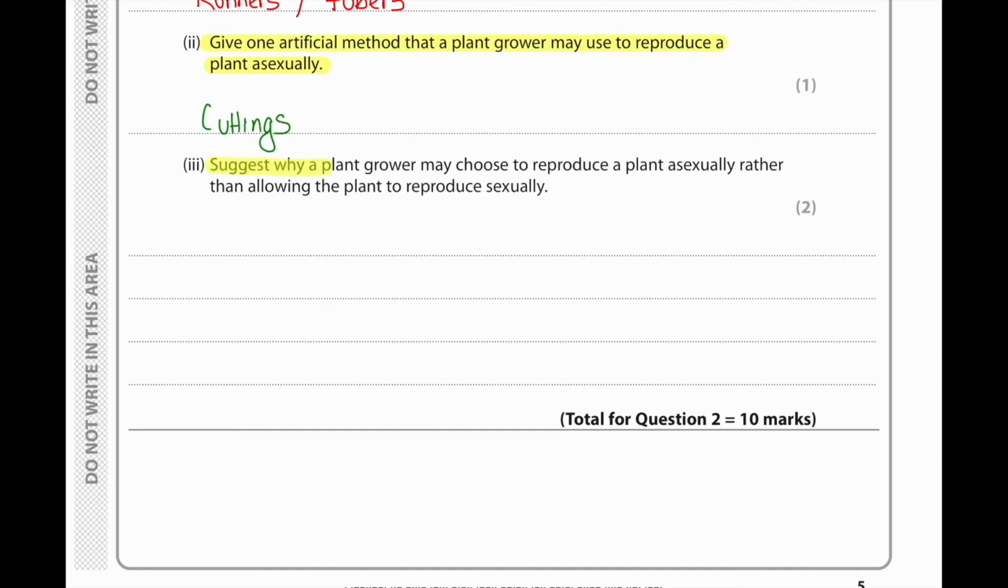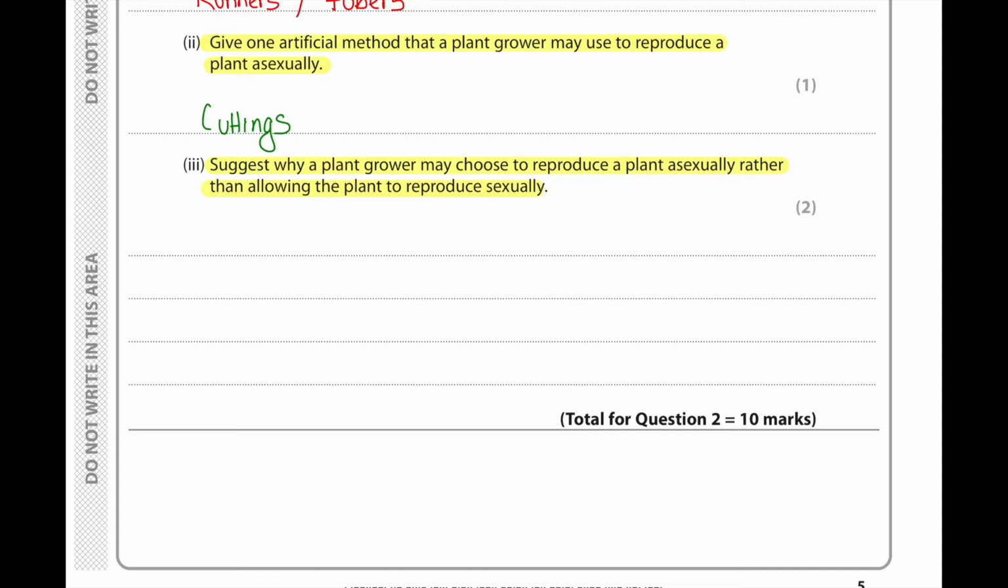Part 3. Suggest why a plant grower may choose to reproduce a plant asexually rather than allowing the plants to reproduce sexually. Actually, the grower can choose to reproduce asexually because when a particular plant is reproduced asexually, it is basically a clone of the original plant. And if the original plant is a high productive plant, all of its clones will also have high productivity in terms of fruits or seeds to maintain desired characteristics. So the grower can choose to reproduce asexually.